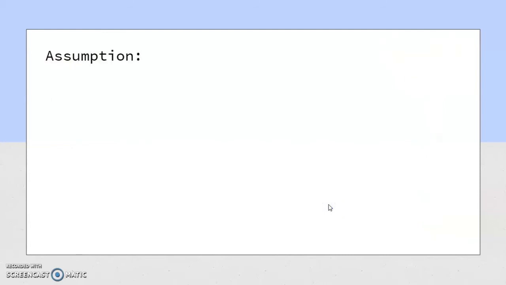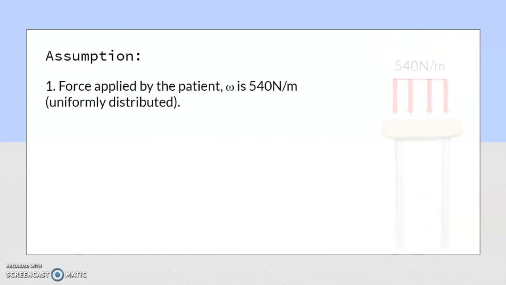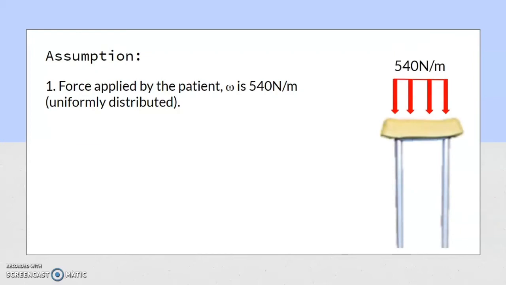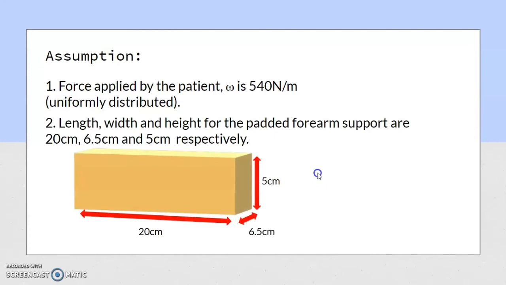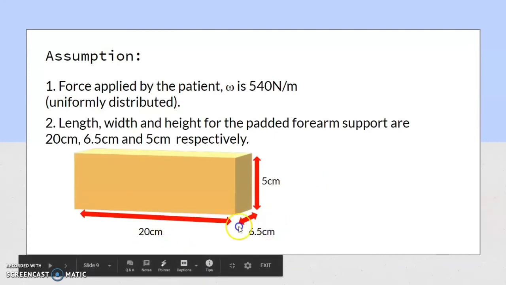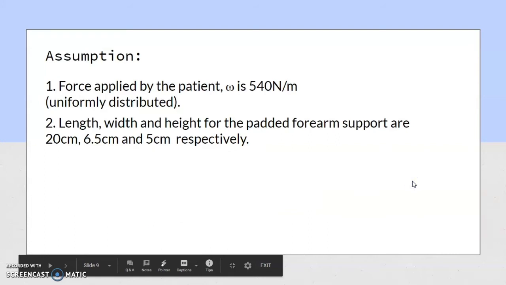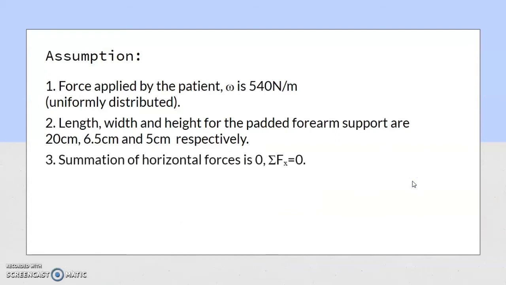So, these are some assumptions that we have made. First, the force applied by the patient is uniformly distributed, which is 540 Newton per meter, as you can see here. Second, the length, width, and height of the padded forearm support are 20 cm, 6.5 cm, and 5 cm respectively. And lastly, the summation of horizontal forces is 0, which is summation of Fx equal to 0.